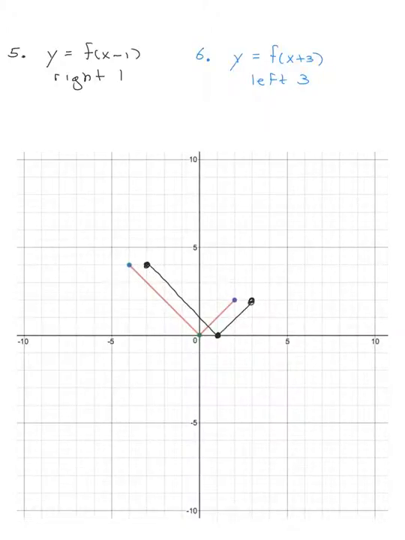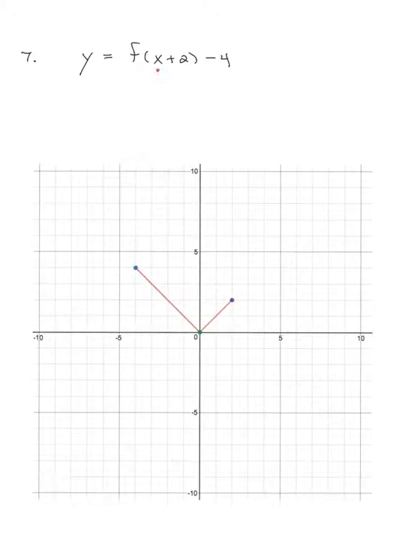For 6, everything is going left 3 places. Again, going back to the original graph, I go 1, 2, 3 places here. This point goes 1, 2, 3 places over to here. And this point goes 1, 2, 3 places over to here. A little bit of overlap on my pictures, but just keep in mind that the blue graph that I plotted referred to this equation here. The black one referred to this equation.